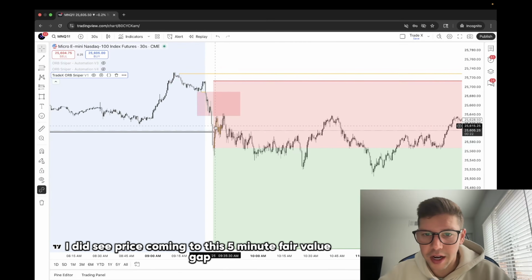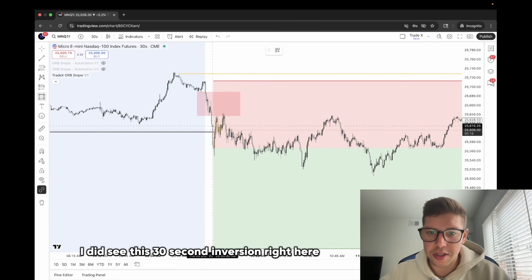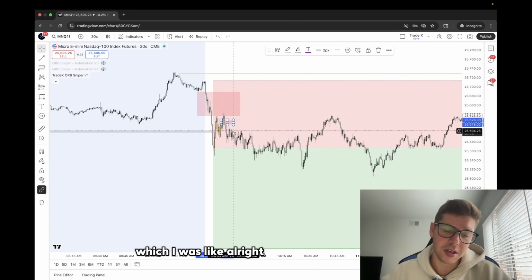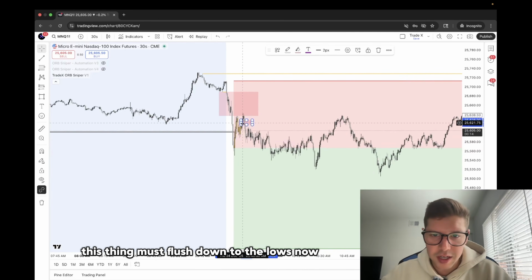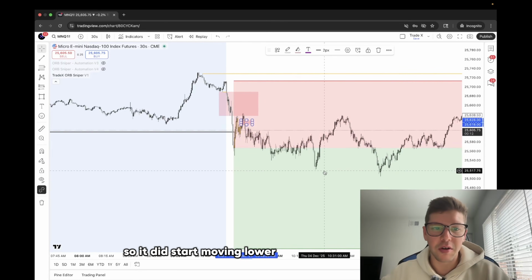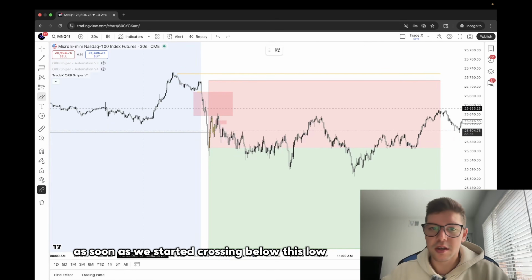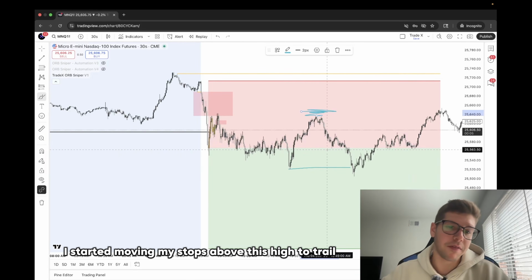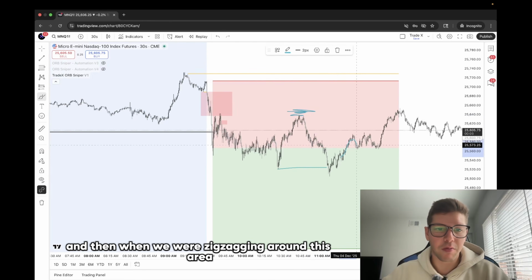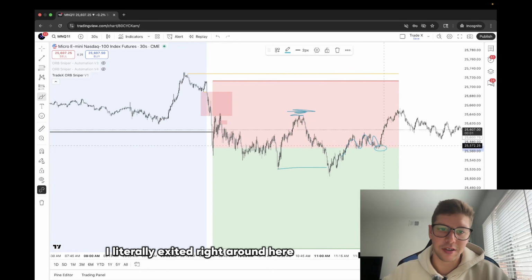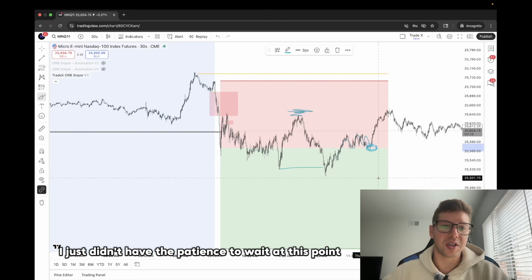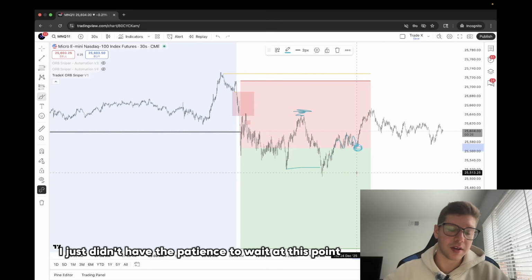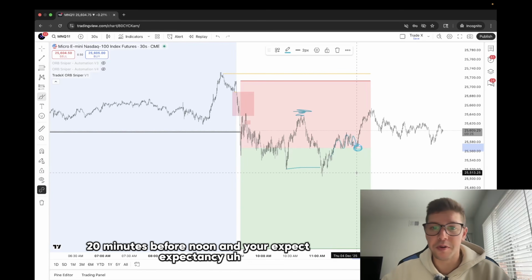But just to show you, I did see price come to this 5-minute fair value gap. I did see this 30-second inversion right here, which I was like, all right, this thing must flush down to the lows now. So it did start moving lower. As soon as we started crossing below this low, I started moving my stops above this high to trail. And then when we were zigzagging around this area, I exited right around here. I just didn't have the patience to wait at this point. Again, it was like 15, 20 minutes before noon.